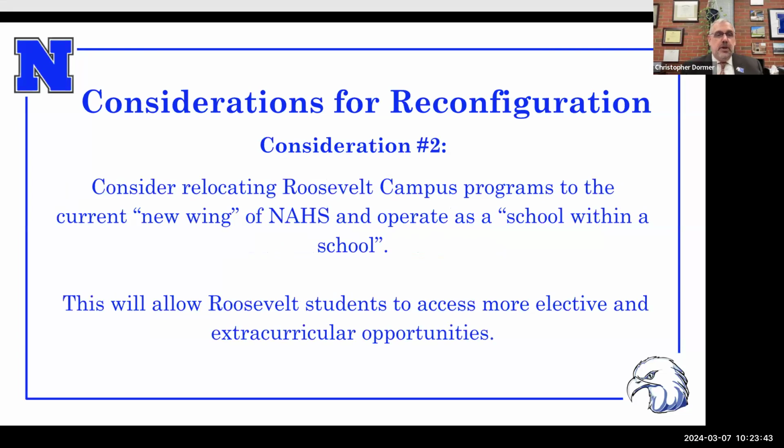Consideration number 2, consider relocating the Roosevelt campus programs to the current new wing, not the new wing we would build, but the new wing that is currently at Norristown Area High School, and operate Roosevelt as a school within a school. The reason for this consideration would allow Roosevelt students to access more elective and extracurricular opportunities that they do not currently have, being in a separate school and a separate location.